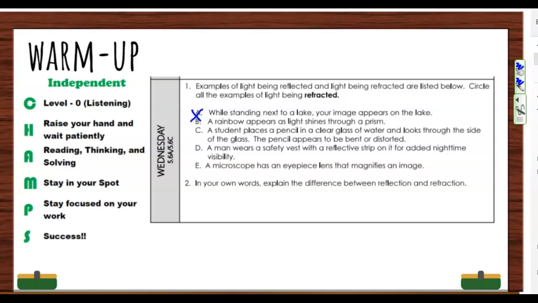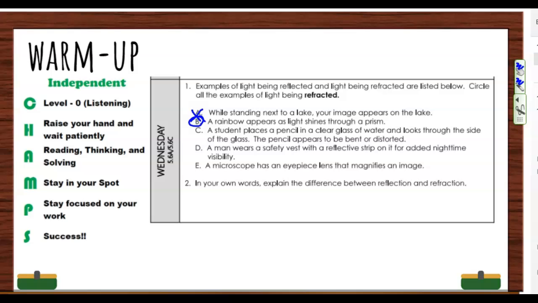B says a rainbow appears as light shines through a prism. Thumbs up, refracted. We circle it. Thumbs down, reflected. We leave it. Thumbs up, it is refracted. Good job. C, a student places a pencil in a clear glass of water and looks through the side of the glass. The pencil appears to be bent or distorted.